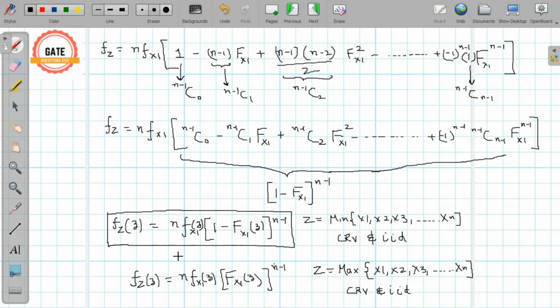You can compare here expressions for the PDF of z for the minimum and the maximum case, and you will find out that n times f_X(1) is present in both the expressions, and also this power is n minus 1 in both the expressions. The only difference is here it is 1 minus CDF of X1 and here it is CDF of X1. So you can memorize these two formulas as they will be very helpful in solving numericals based on continuous random variables and independent and identical distribution for the case of minimum and maximum functions.